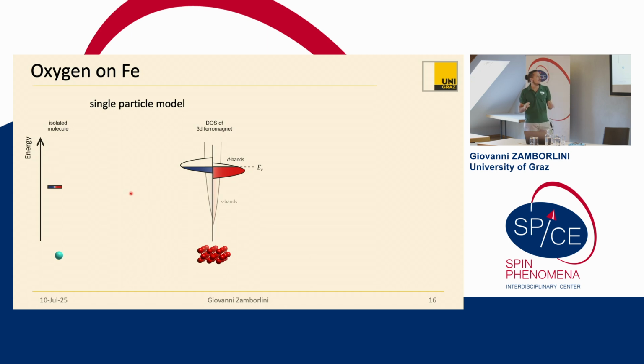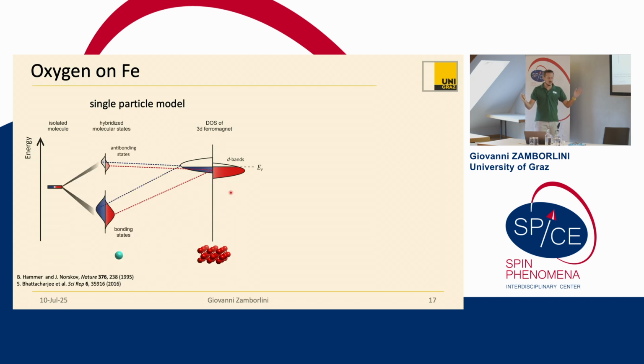So here we'll quickly explain what we found. This is the single particle model, so there is no electron-electron interaction. You have your oxygen atom on one side and your ferromagnet on the other. When they are far apart, oxygen has its own very well-defined energy levels, and iron has the D bands that are very localized, and then the S bands that disperse way more. You put the two systems in contact, and according to the Newns-Anderson model, you form bonding and anti-bonding states, and the orbitals of the atom or molecule interact with the D bands.